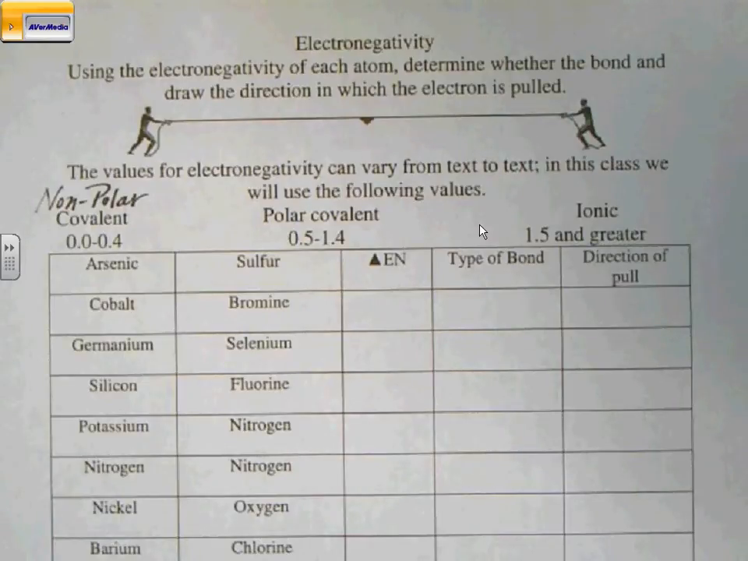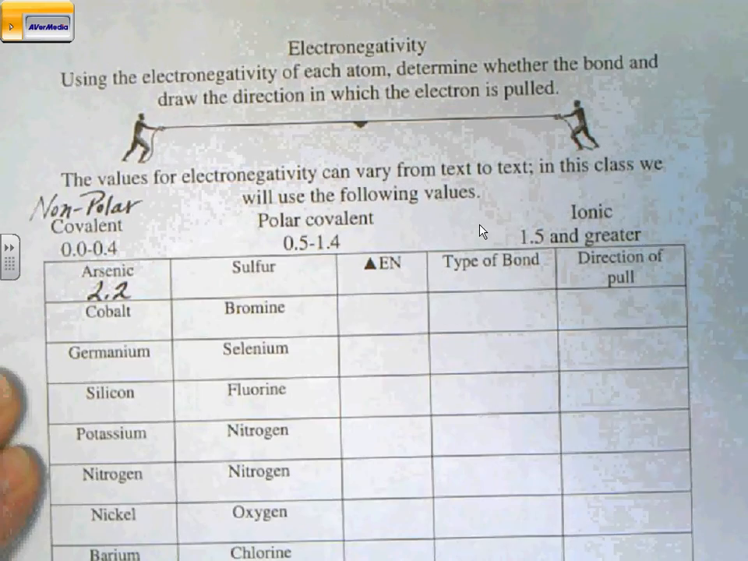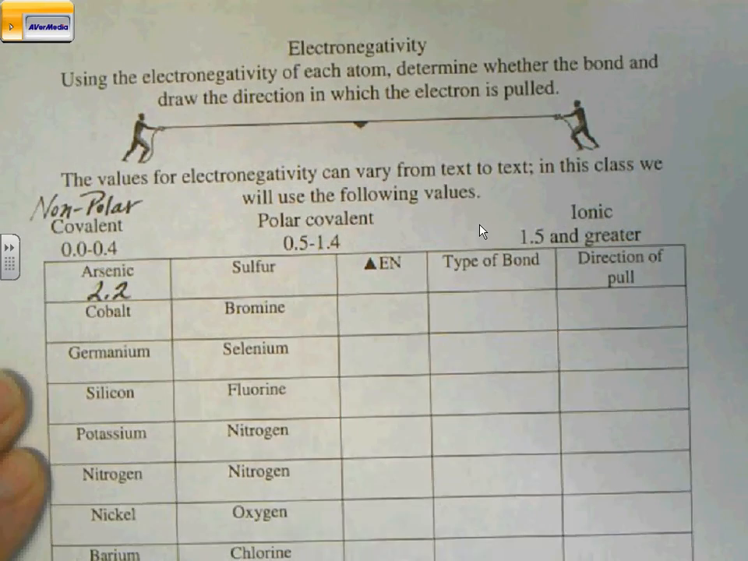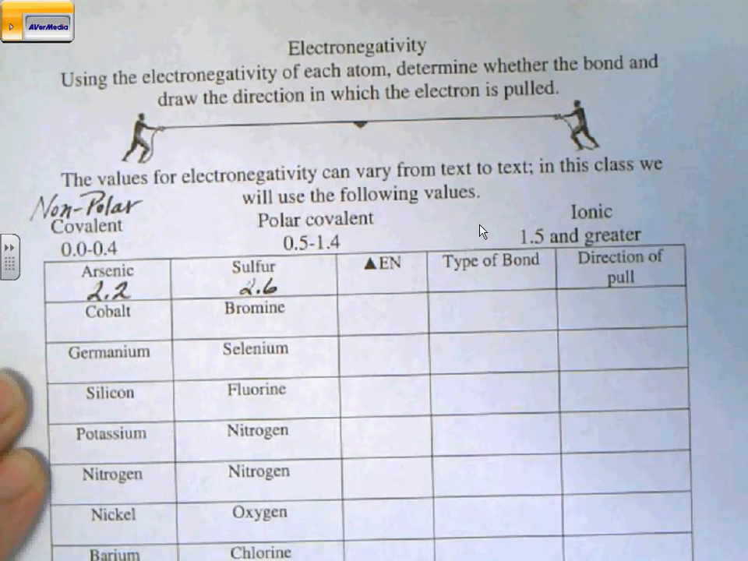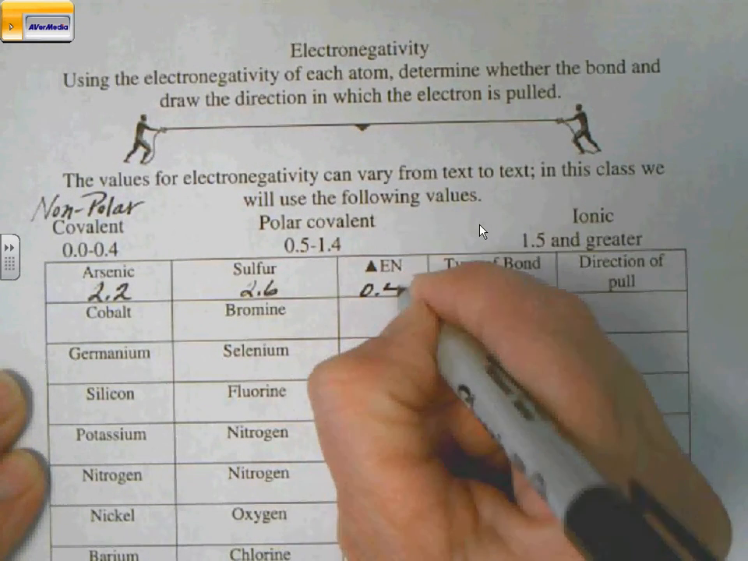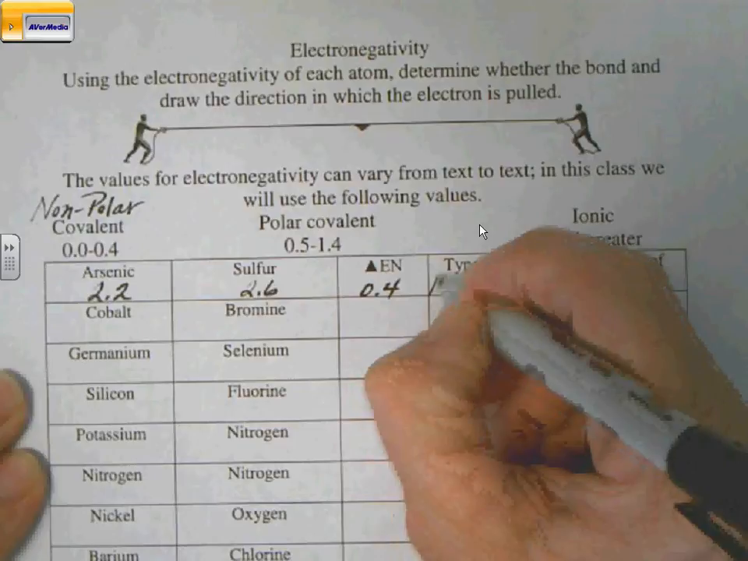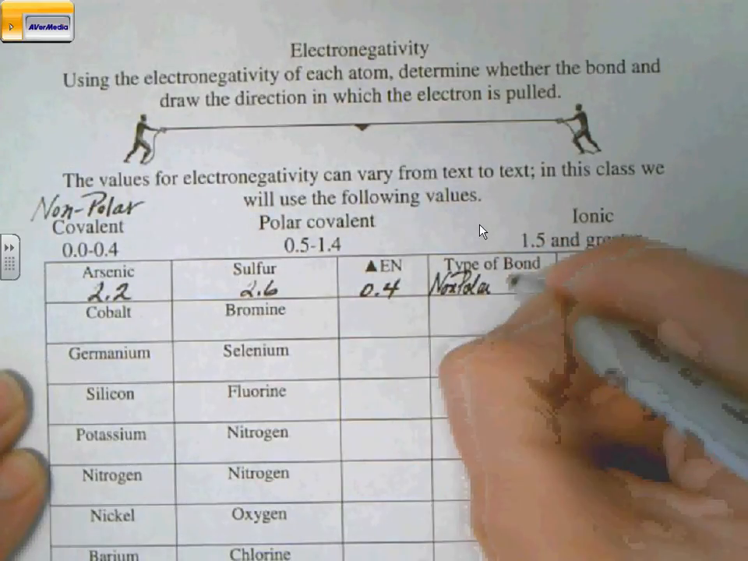Alright, so let's look at the first one. You have arsenic and sulfur, and they're going to bond together. So we're going to try to determine what that bond is. If you look at the electronegativity value for arsenic, the value is 2.2. Sulfur, the electronegativity is 2.6. So the delta EN, which means the difference in electronegativity, is 0.4. So what type of bond do we have here? Not only covalent, but nonpolar. So in this particular problem, you don't have to really draw a direction of pull because the pull is equal.